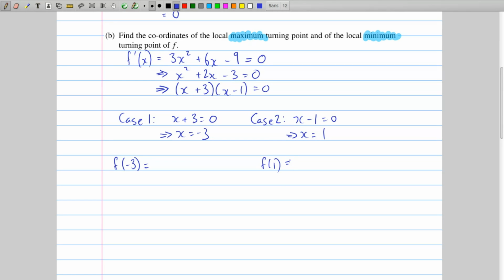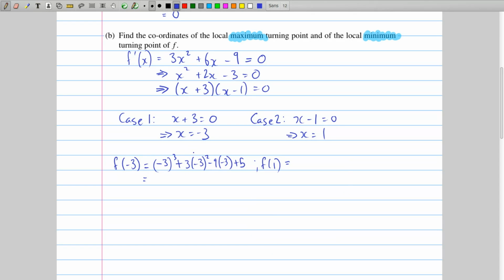Regardless of whether these are a maximum or a minimum, we still have to know what the y-coordinate of each is. By working out the y-coordinate, we can figure out which is the maximum and which is the minimum, because the maximum, as you would expect, is going to be higher up than the minimum. So this is going to be f of minus 3: minus 3 cubed plus 3 by minus 3 squared minus 9 by minus 3 plus 5.